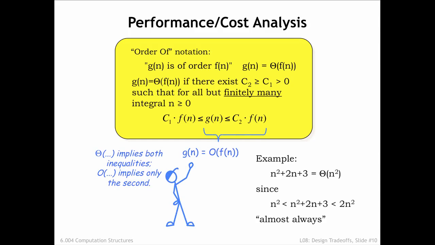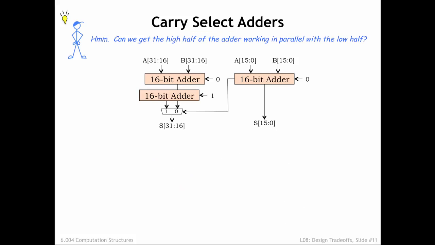There are actually two variants for the order of notation. We use the theta notation to indicate that g of n is bounded above and below by multiples of f of n. The big O notation is used when g of n is only bounded above by a multiple of f of n. Here's a first attempt at improving the latency of our addition circuit.